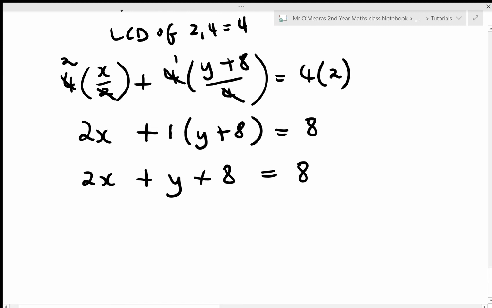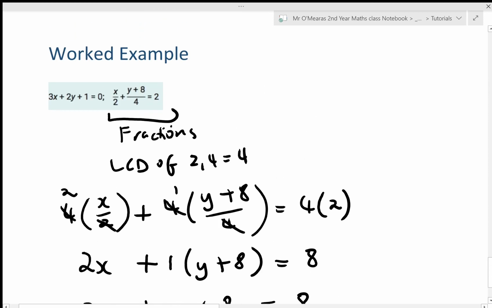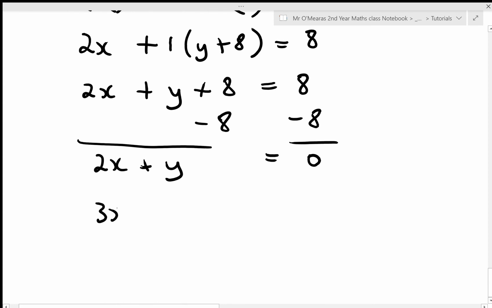Okay, so again, before we start trying to eliminate or substitute anything, we just want to make sure we have everything tidied up. You can see we have like terms here. We have an 8 on the left hand side and an 8 on the right hand side. Because we've got the exact same thing on both sides, we can just eliminate them straight away. Now, if you don't believe me, you can say, I want to get rid of the 8. If I subtract 8 from both sides, we end up with 2x plus y equals 0. So we're taking that equation and putting it in with the 3x plus 2y plus 1 equals 0.